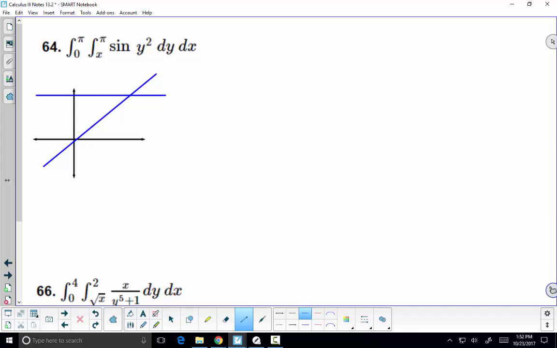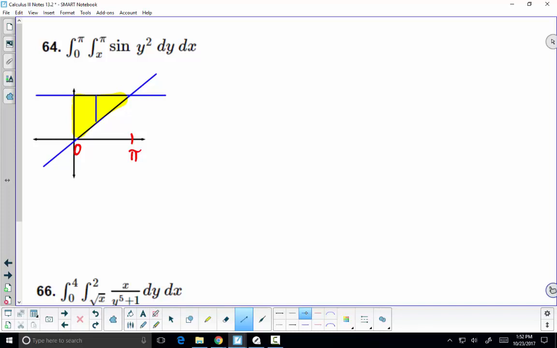Now our vertical element will have x values that go from 0 to pi. So 0 to pi right there. So the region that we're using as our domain is this triangle in here. And we just said that we've got a vertical element. The inner limits are representing upper and lower bounds. The outer limits are representing the constant interval that the element slides across.